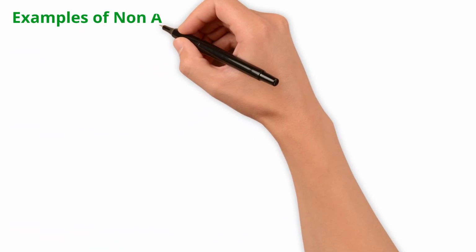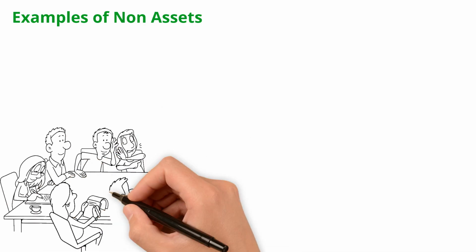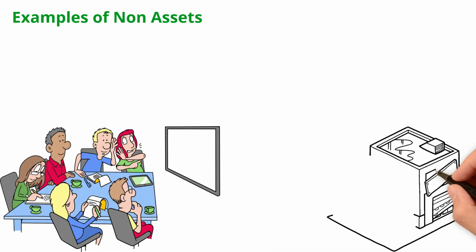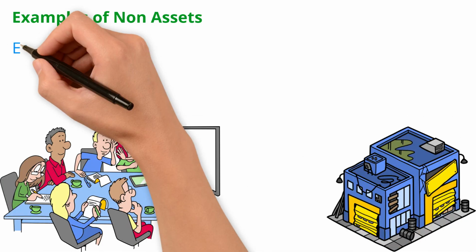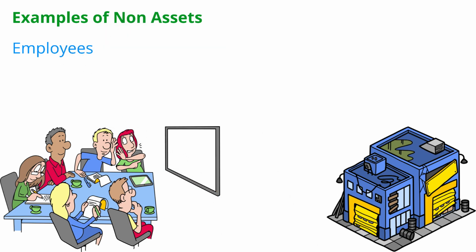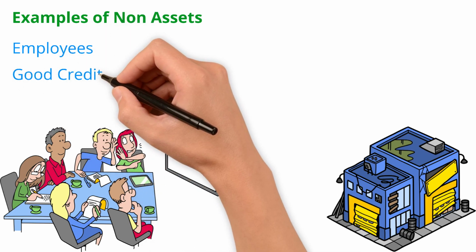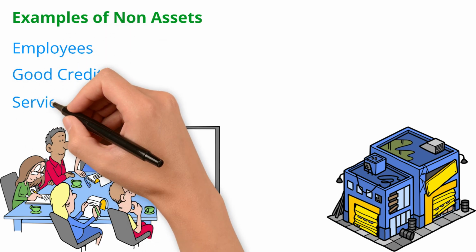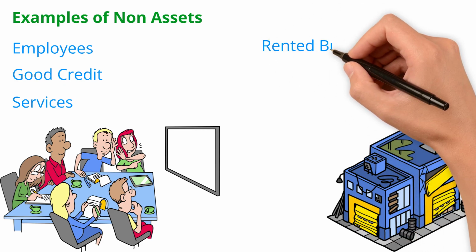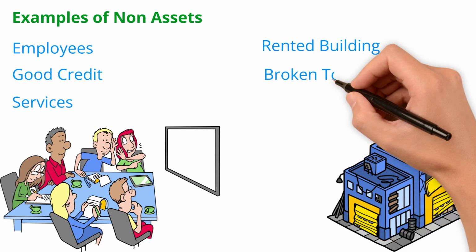As a reminder, here are examples of some non-business assets. Employees, good credit, providing services, a rented building, and a broken tool or building well beyond repair.